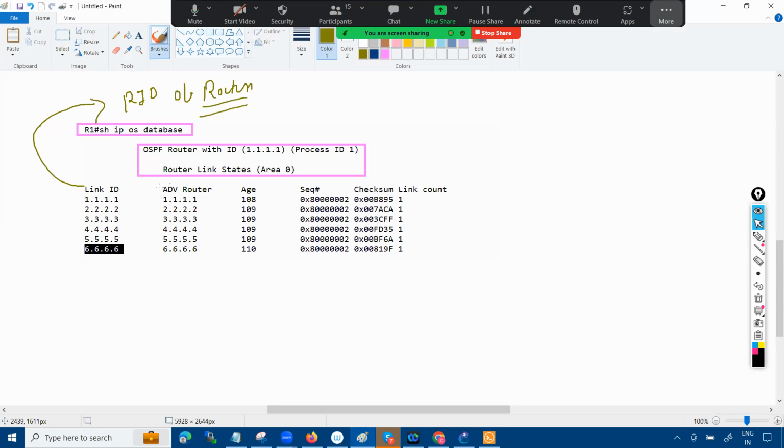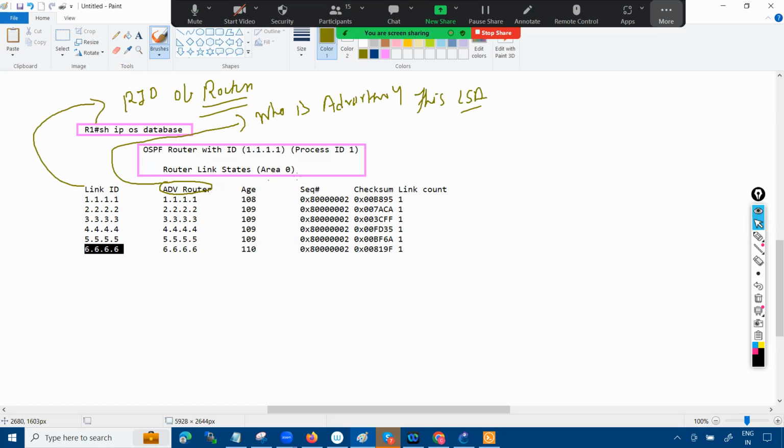The advertising router, of course, tells you who is advertising this LSA. Of course, router 1 is advertising this LSA. That's why you see 1.1.1.1 over there.